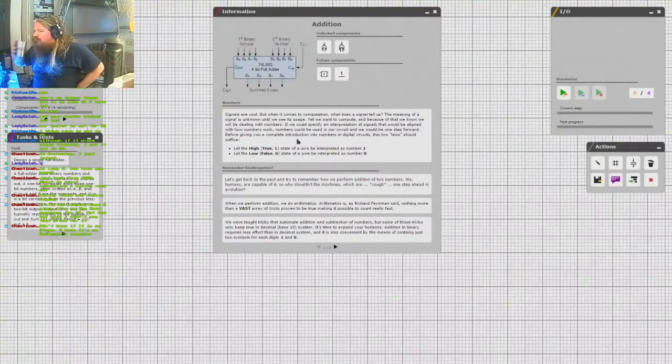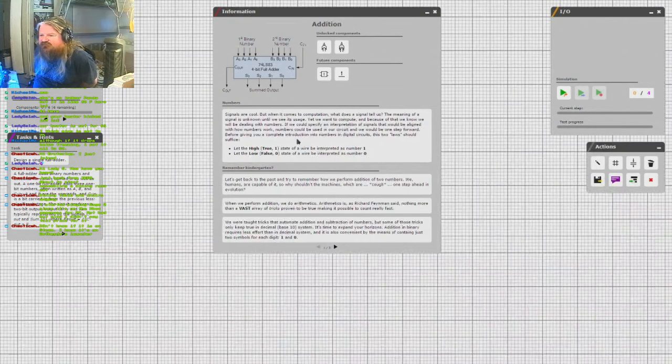Continue with addition. Signals are cool, but when it comes to computation, what does a signal tell us? The meaning of a signal is unknown until we see its usage. Yet we want to compute, and because of that, we know we will be dealing with numbers. If we could specify an interpretation of a signal that would be aligned with how numbers work, numbers could be used in our circuit, and we would be one step forward.